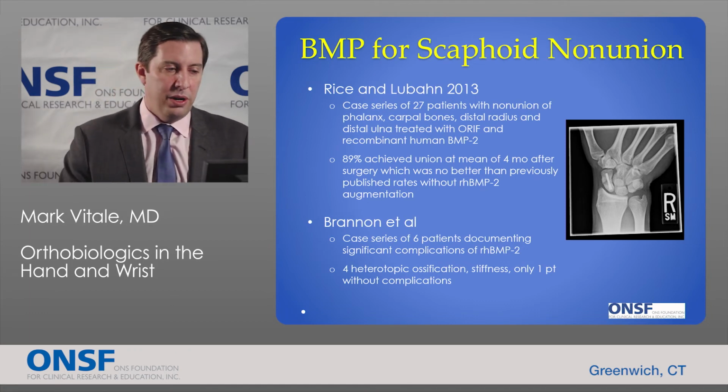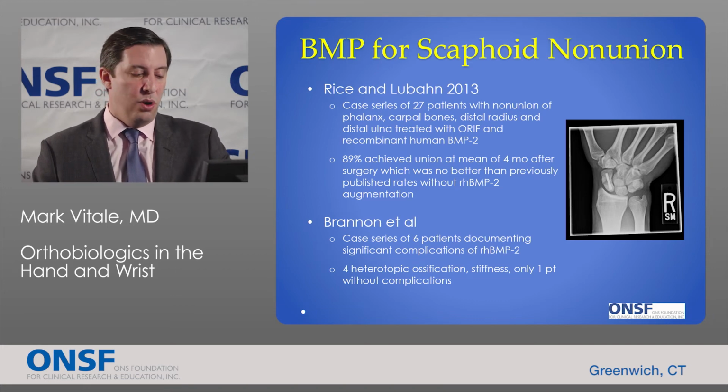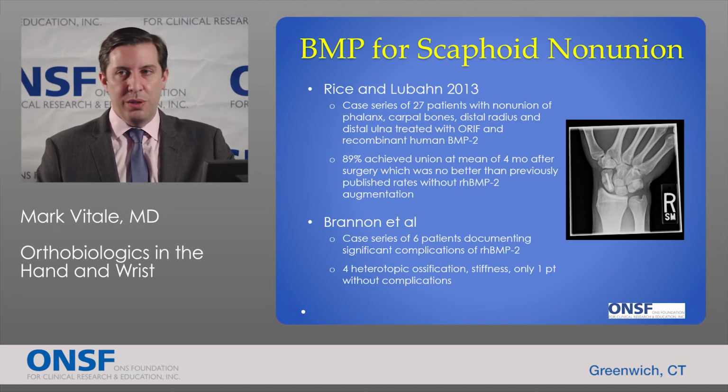However, another case series in 2013 looked at 27 patients with a variety of hand and wrist non-unions of the phalanges, the carpal bones, the distal radius, and the distal ulna that were treated with ORIF with recombinant BMP2. So the results were inconclusive. 89% of patients had healing at a mean of 4 months after surgery, but this was no better than previously published rates without BMP2. So BMP2 doesn't seem to have a role.